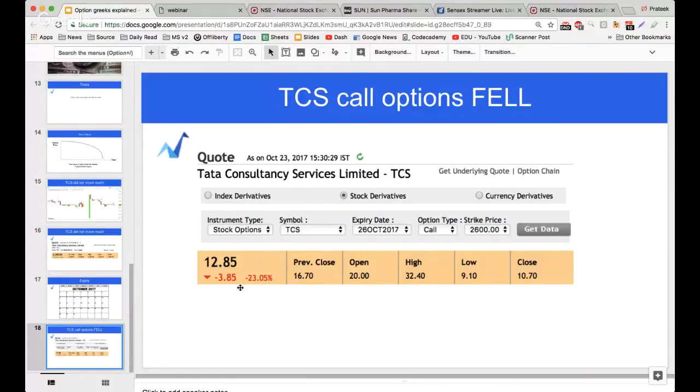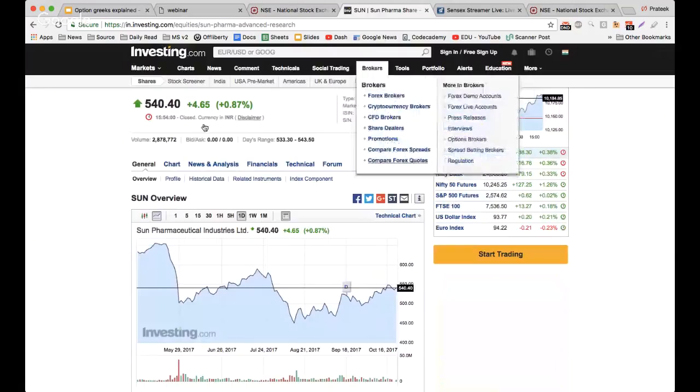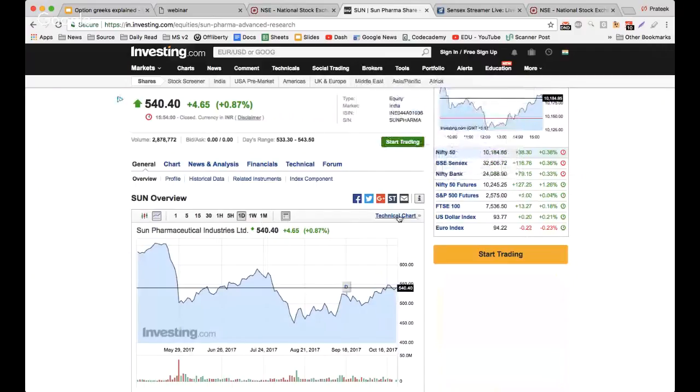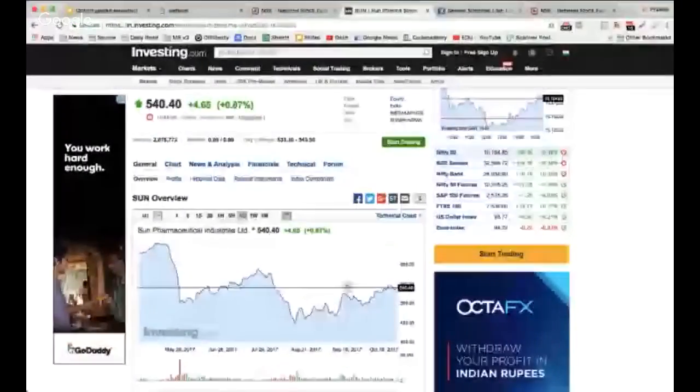Because when you write options, when you sell options, you have to pay full margin. And when you buy options, it's very cheap. So that's one way to look at it. But yes, time value falls extremely fast in the last week. Let me show you one more example of Sun Pharma. This is Sun Pharma right here. I'll open the technical chart.